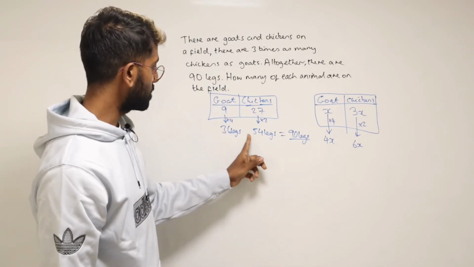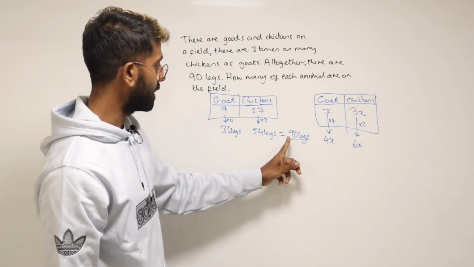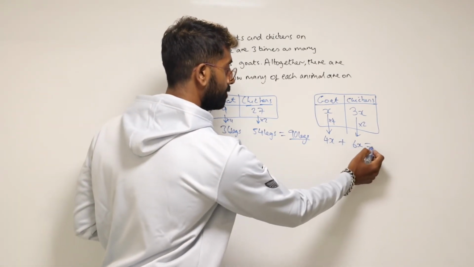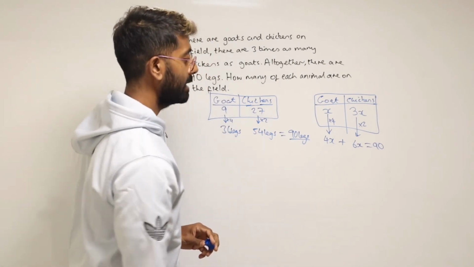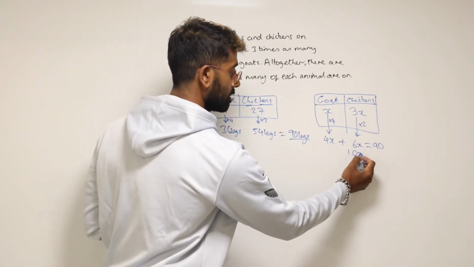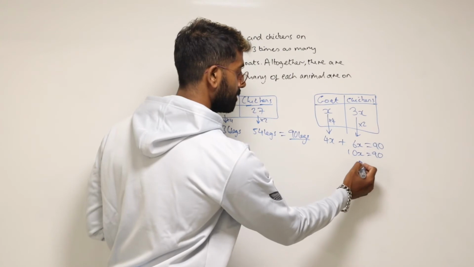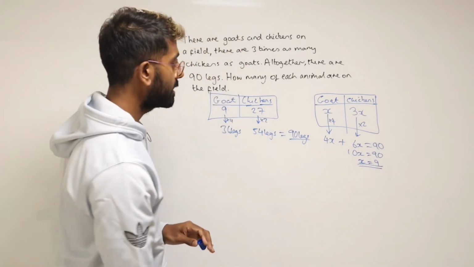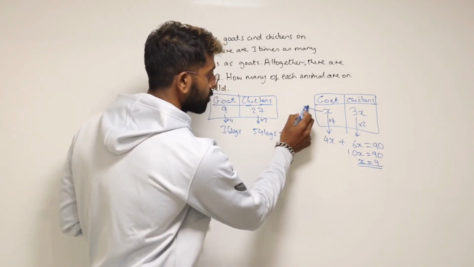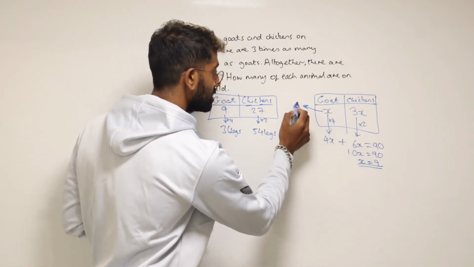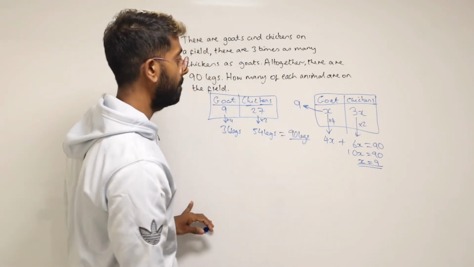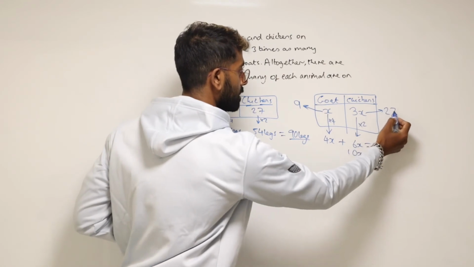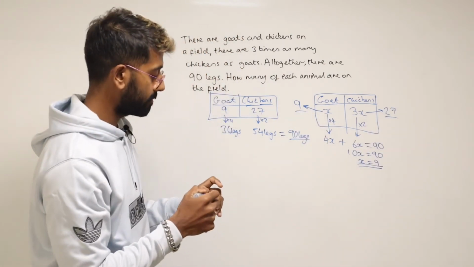Now when we add the number of legs together, that needs to total 90. So we can say add the legs together, and this needs to equal 90. 4x plus 6x is 10x. So 10x is equal to 90, and that means x must be equal to 9. We represented the number of goats as x, and if x is 9, that means there are 9 goats, and 3 times as many chickens. 3 times 9, 27 chickens. And there you go.